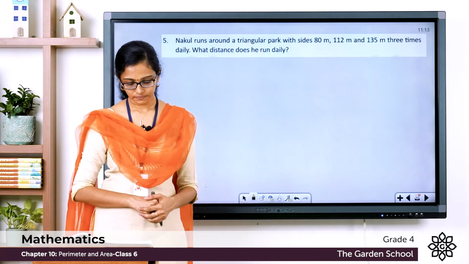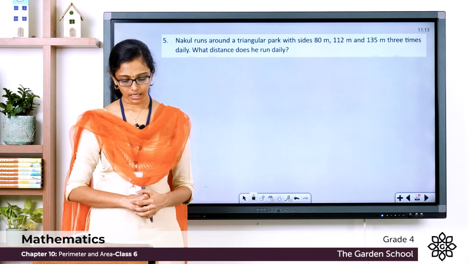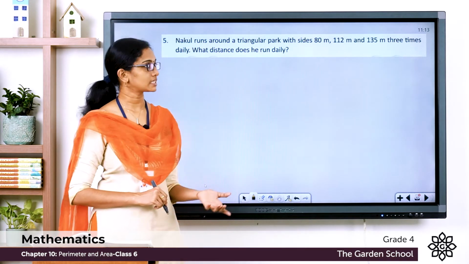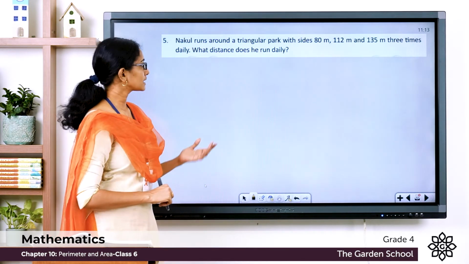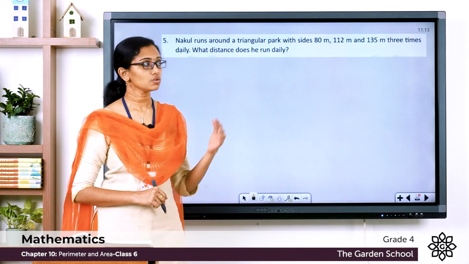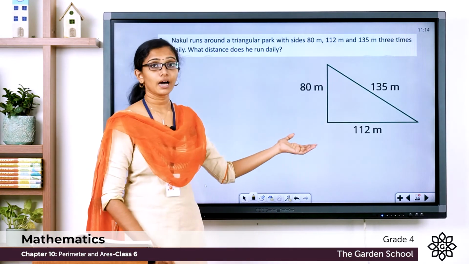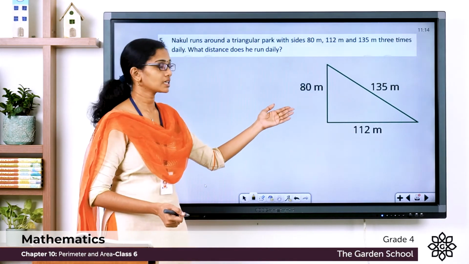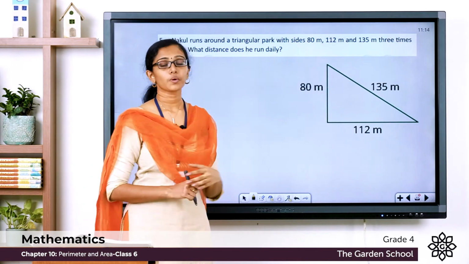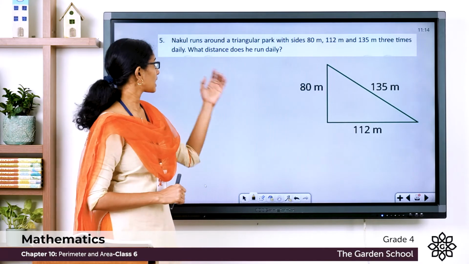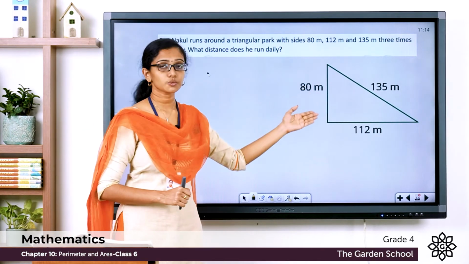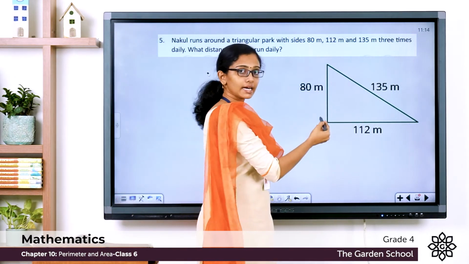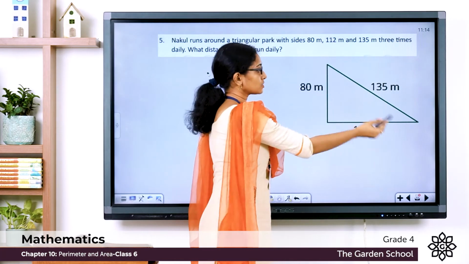Question number 5. Nakul runs around a triangular park with sides 80 meter, 112 meter and 135 meter 3 times daily. What distance does he run daily? So, here in this question, it talks about a park which has got a triangular shape and it has got the sides 80 meter, 112 meter and 135 meter. And it says Nakul runs daily around this park 3 times, which means if he is going this way, he goes 1 time, 2 times and 3 times.